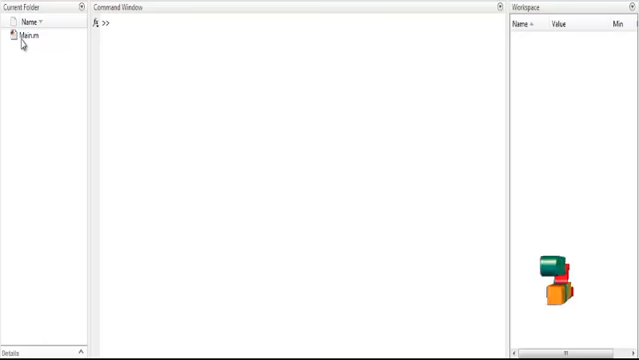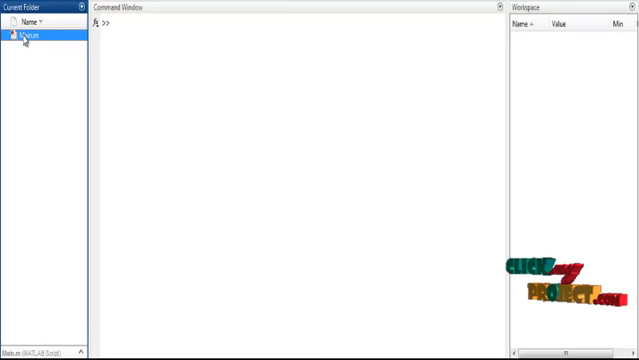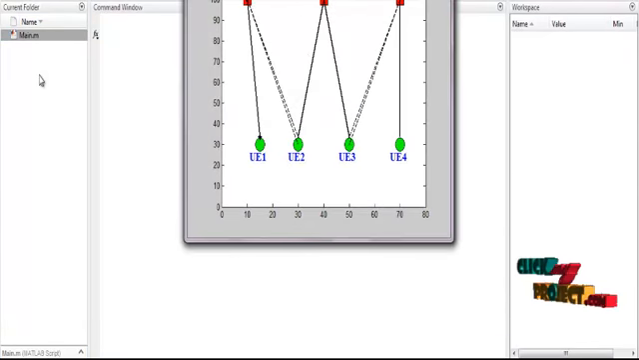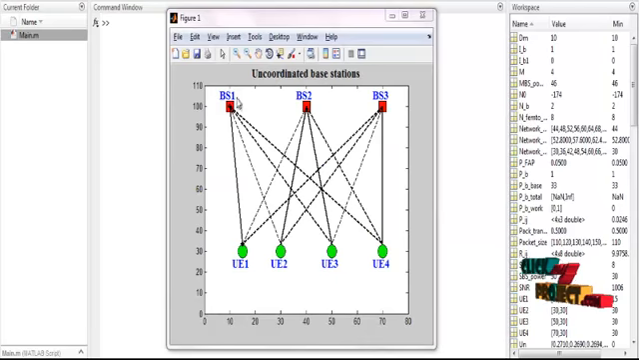Let us discuss the running procedure for the project. Click the main file and then run. All the results related to our flow diagram, first of all the system model and then the results of the flow diagram, will be displayed. Yeah, this is the first figure.